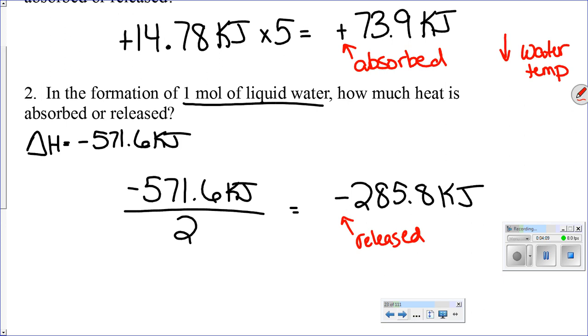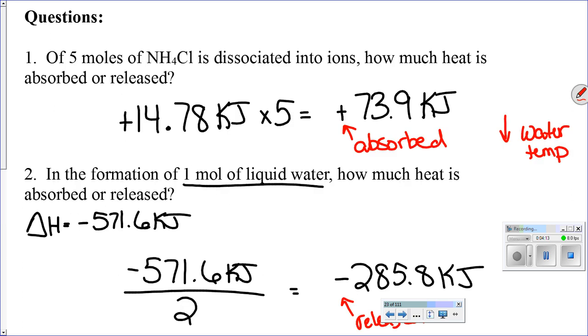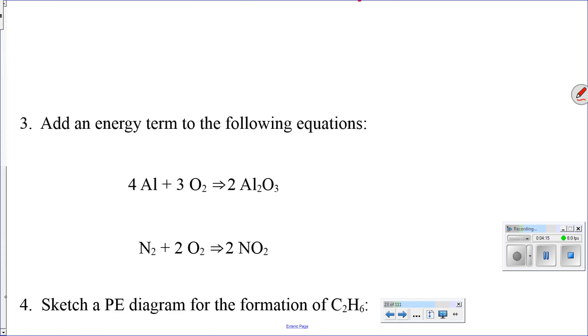Another thing you need to be able to do is add a heat term to an equation. So find the formation of aluminum oxide. And you'll notice this is written exactly as it is. It's a little bit closer to the top than halfway, probably about 10 down. This is written exactly with the same molar ratios that you see on the table.